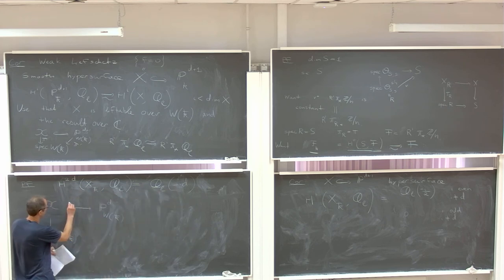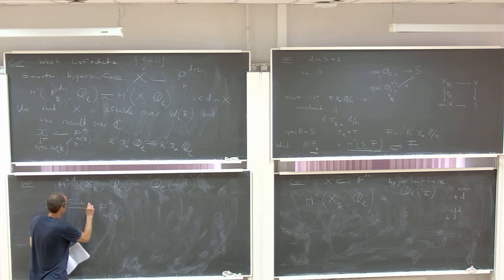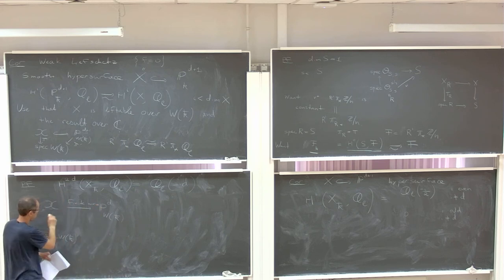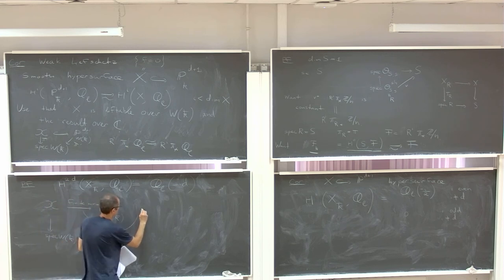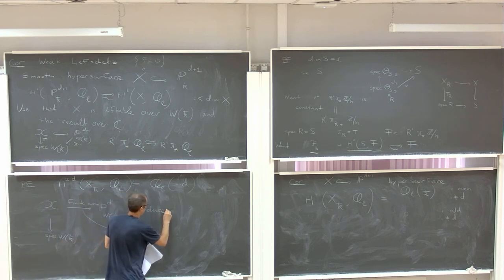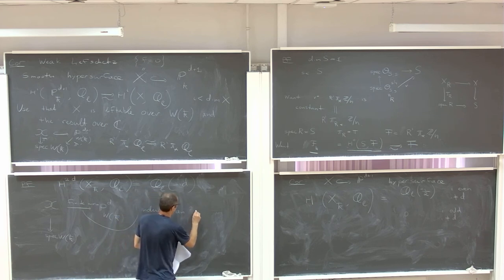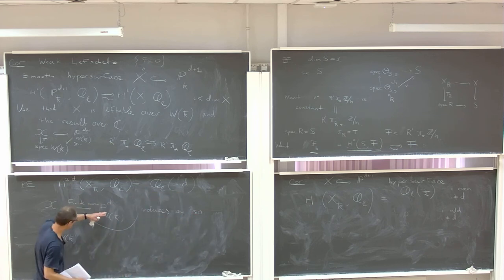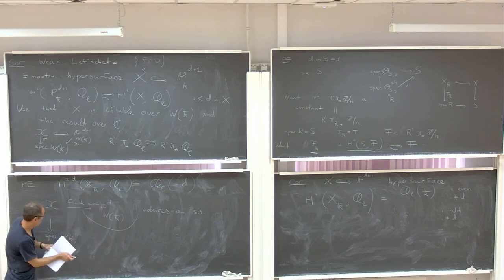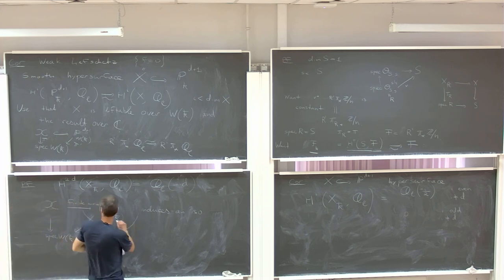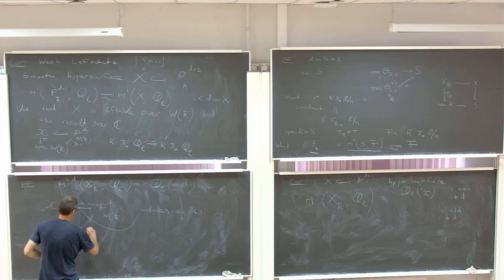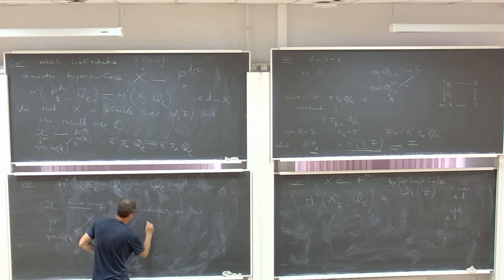I choose a finite morphism. And then this induces, well, this finite morphism induces again a morphism between local systems, this local system and this local system, the direct images. So this is pi and this is pi prime. And this gives me a map from pi prime.